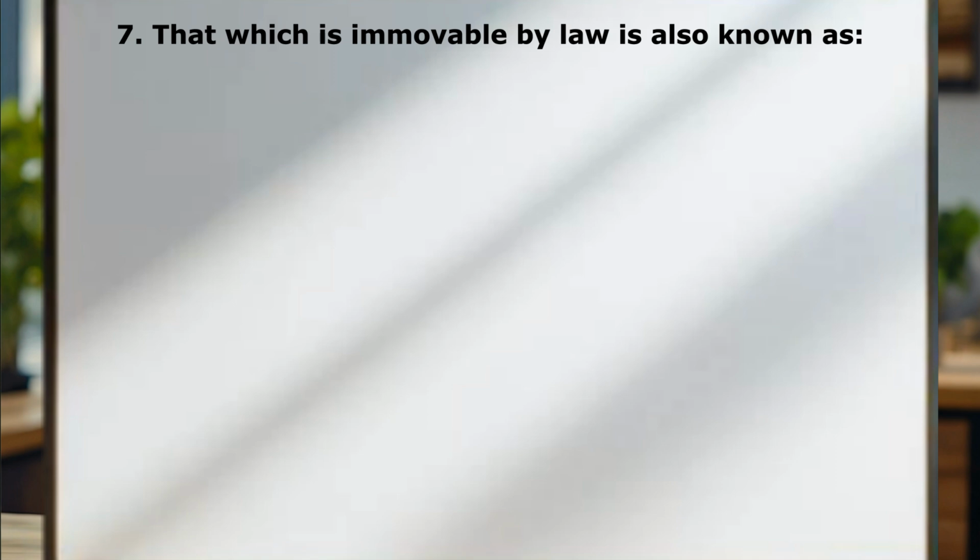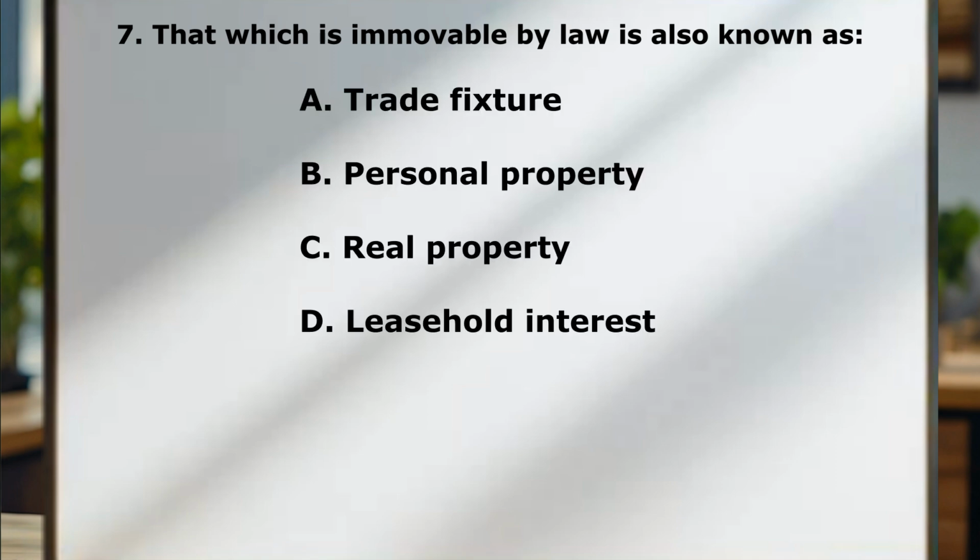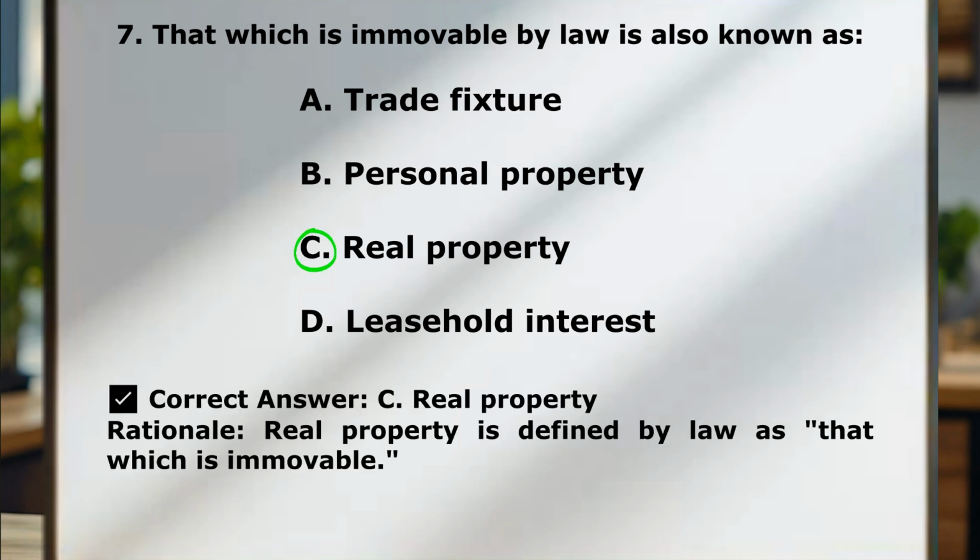Question number 7. That which is immovable by law is also known as: A, a trade fixture. B, personal property. C, real property. D, leasehold interest. Correct answer here is C, real property. You're probably going to see this one on your exam, so just make sure you know this one.